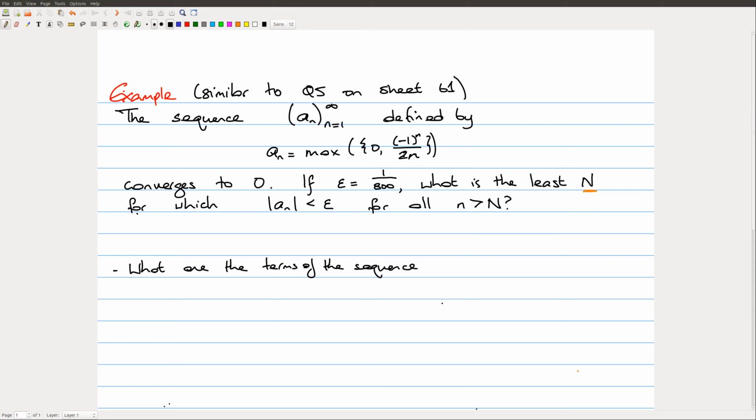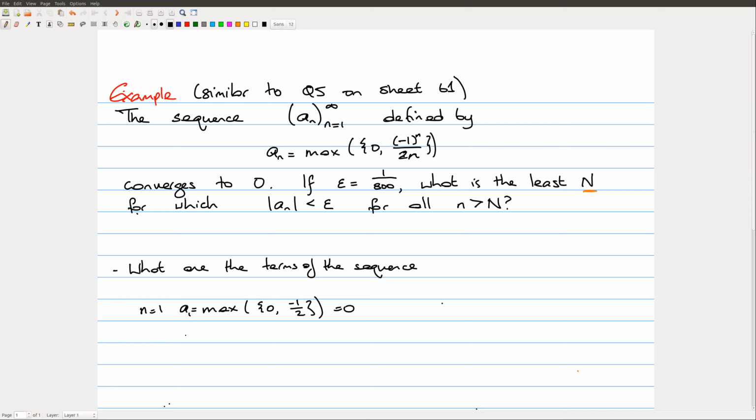We're told that the sequence starts with n equals 1 and continues through all the natural numbers from that point onwards. So when n is 1, we have the maximum of the elements 0 and (-1)^1 over 2 times 1. The maximum of those two numbers is 0. 0 is the greater of the two, the other one's negative. So a_1 is 0.